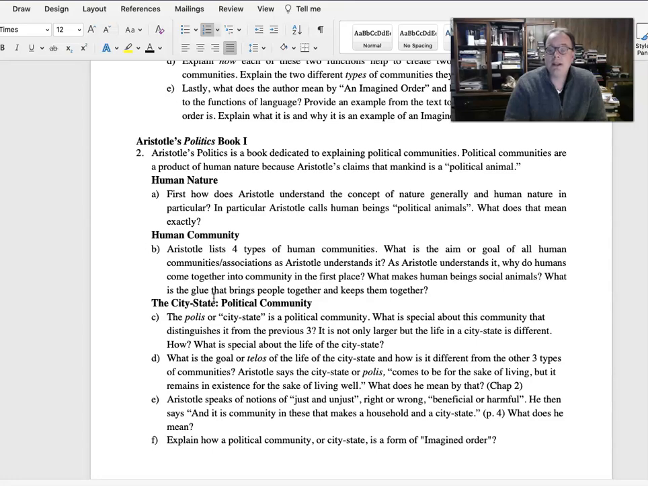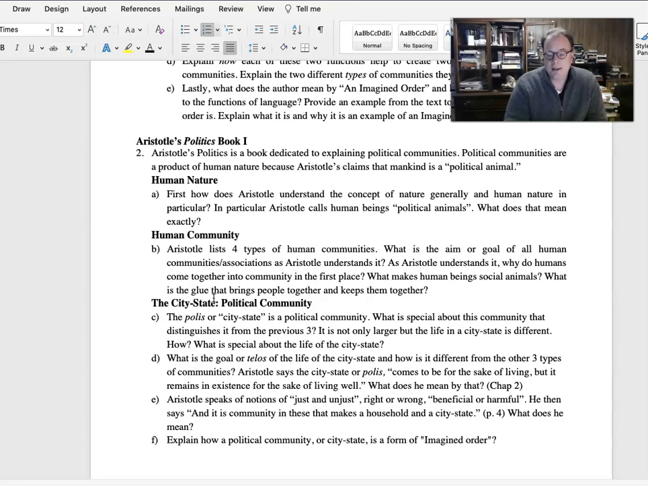This purpose explains exactly why people come together in human relations to begin with. It explains why they are social animals to begin with. If there was not this underlying purpose, or purposes plural, human beings would not come together in these associations. That's his argument. So that's the central essence of this question.